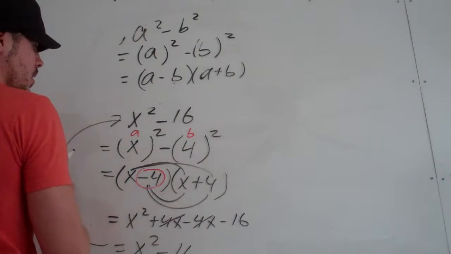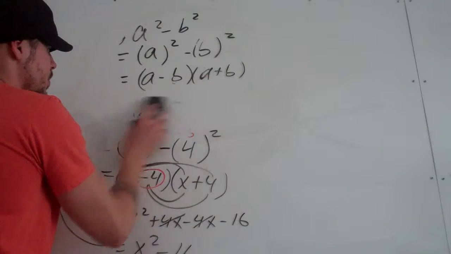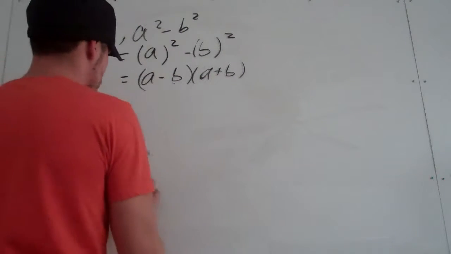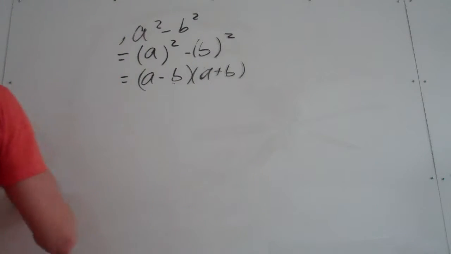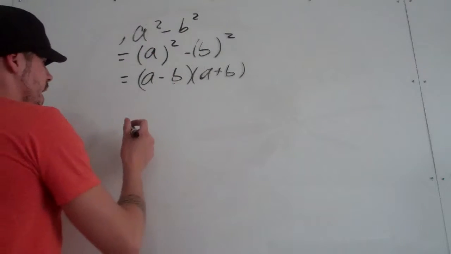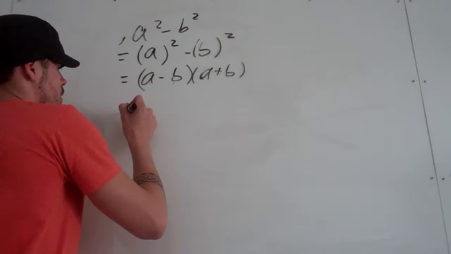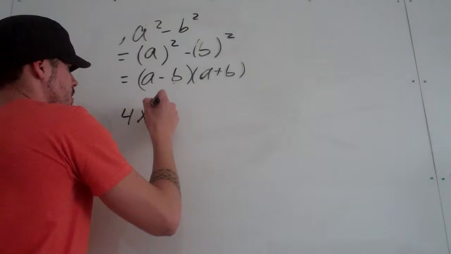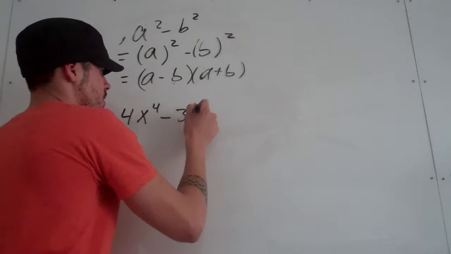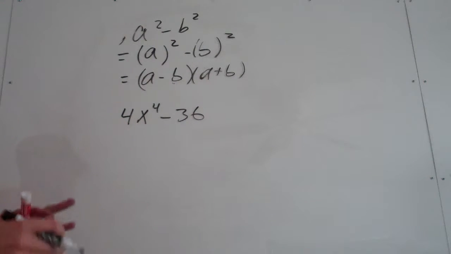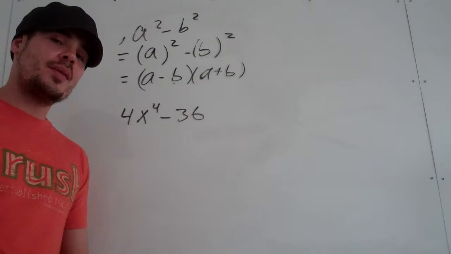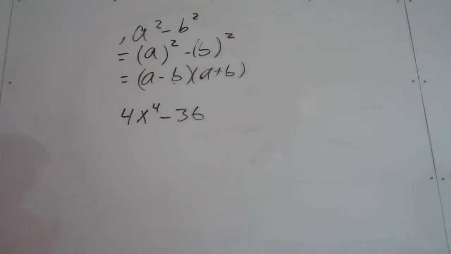Okay, so let's try something a little different. Let's make it a little more complicated, because surely your professor's not going to stay quite that simple. Now are they? So let's say you have 4x to the 4th power minus 36. So now what's our a? I want you to think about this for a minute. It's a little more complicated, but not too much.